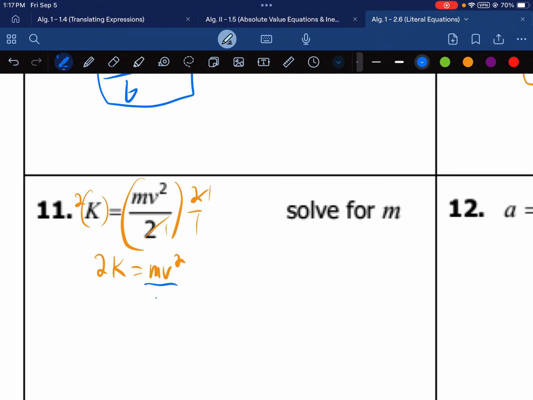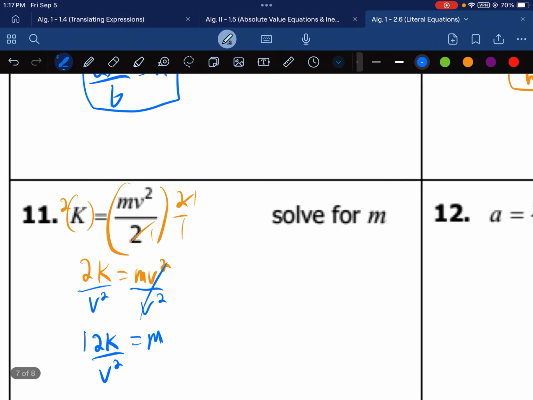Now my m is being multiplied by v squared, so I can divide by v squared. And I end up getting v squared divided by itself is just 1. Anything divided by itself other than 0 is 1. And on the left, I don't know what 2k over v squared is, so I'm just going to write 2k over v squared. And my m is by itself, and I did all the math I can, so I'm done with that problem.